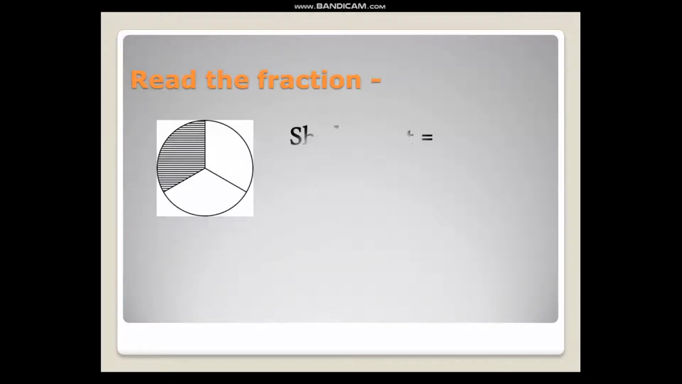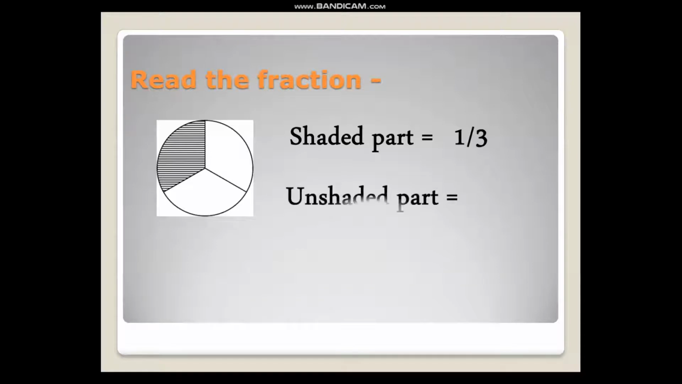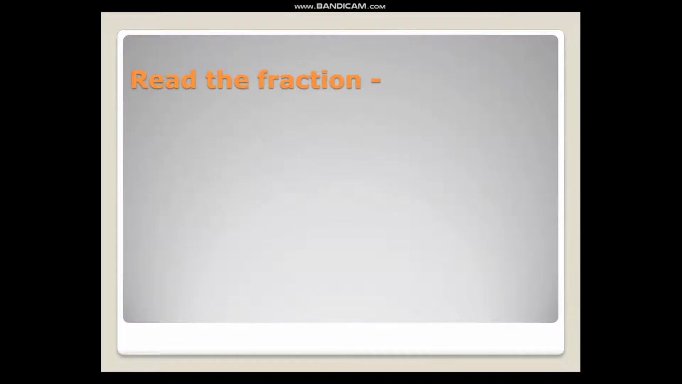So now if we want to read the fraction of the shaded part, then we have total parts 3 and shaded portion is 1. So it can be read as 1/3. And if we want to read the fraction for the unshaded part, then it will become 2/3. We can understand this by one more example here.